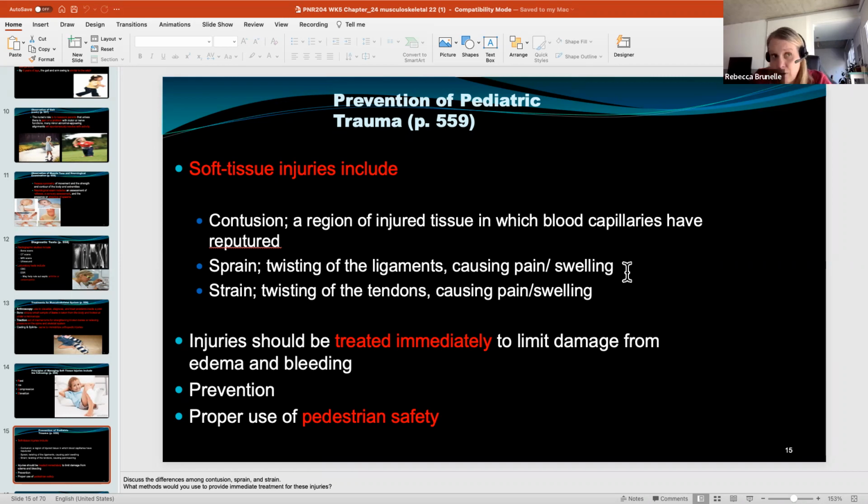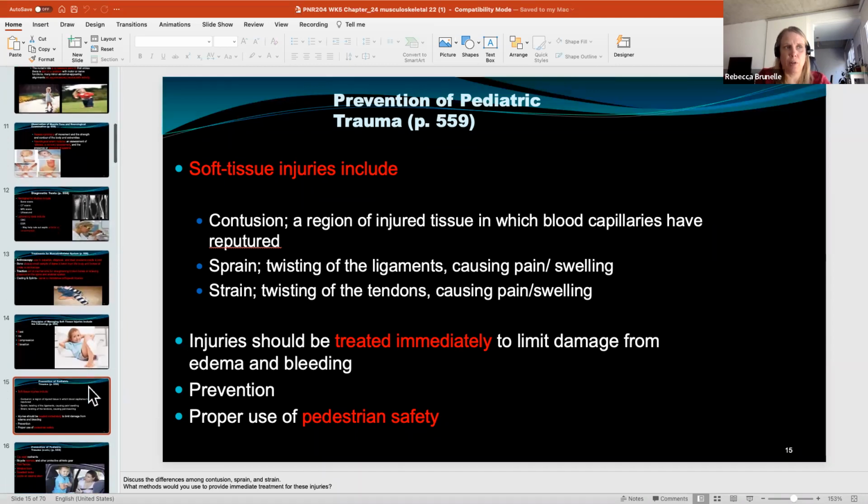But regardless, if it's a sprain or a strain, you're going to do the rest, ice, compression and elevation. And then, if soon after they fall or hurt themselves, you want to provide immediate treatment. And then continue to monitor them to make sure that they don't need to go in for an x-ray or anything like that.